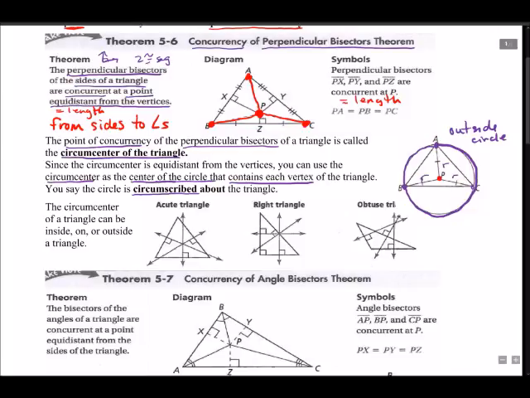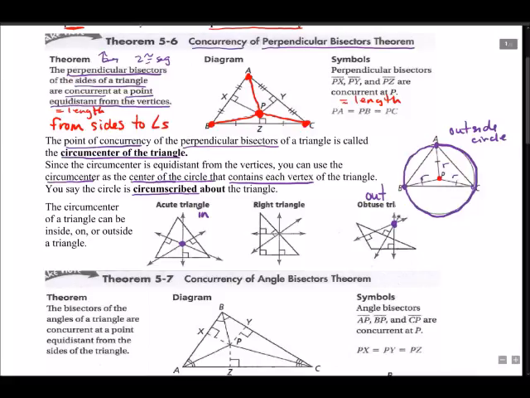Now, the circumcenter can be inside our triangle. In acute triangles, it's going to be on the inside. I'm going to come over here. Obtuse triangles, it's on the outside. We saw this in our activity, so this is not a surprise.